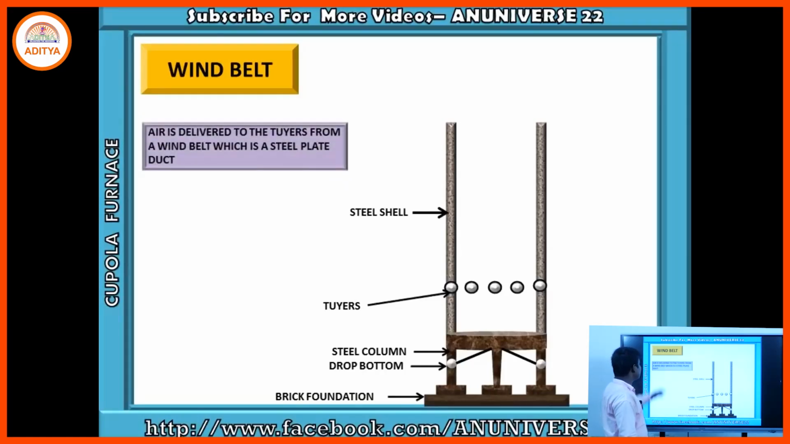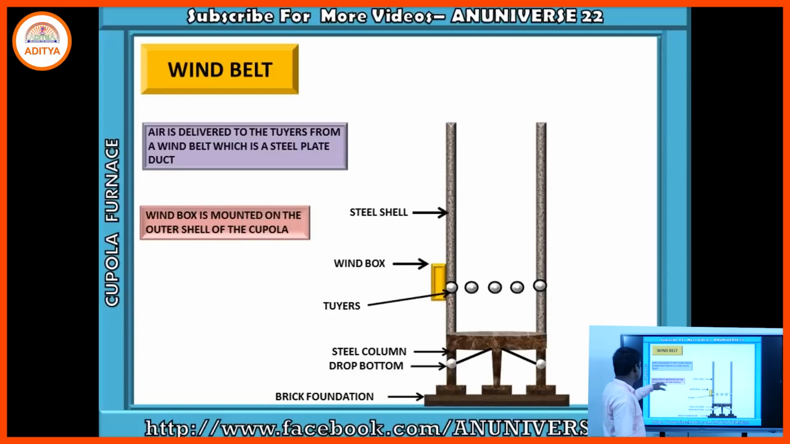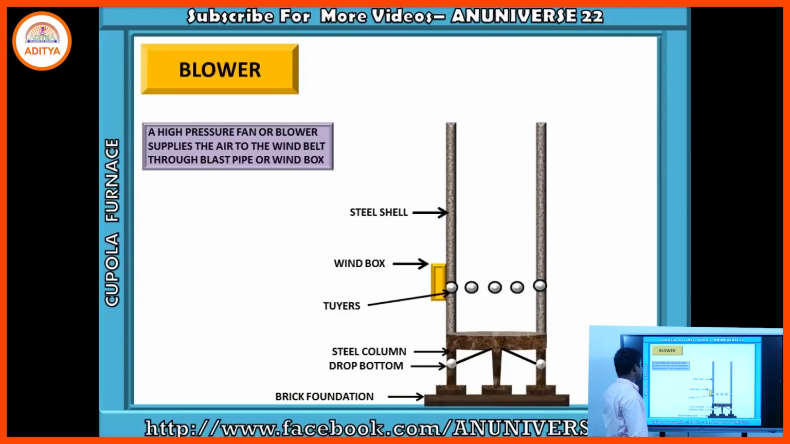Wind belt. Air is delivered to the tuyeres from a wind belt, which is a steel plate duct. We send the air through the wind belt to the particular tuyeres, and through the tuyeres it goes to the inside of the cupola furnace. The wind box is mounted just on the outer shell of the steel shell. A high pressure fan, a blower, is connected to that wind box and is used for sending the air to the furnace, through a pipe or duct.